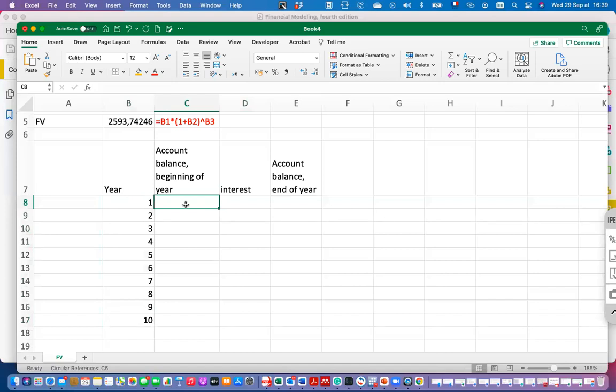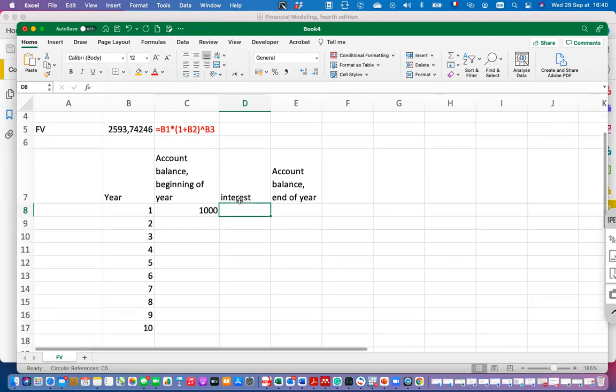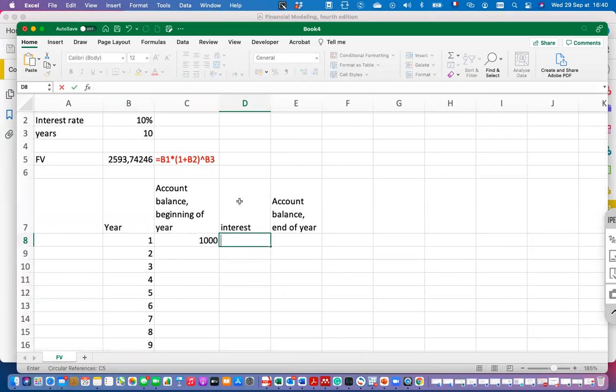Now, the account balance at the beginning of year, as I told you, we are adding $1,000 to our balance. We put $1000 in the account. By the end of the first year, we'll have 10%, which is equal to 1,000, which is the initial balance, times the interest rate, $100, which means that by the end of the year, you will have the amount invested at the beginning of the year plus the interest you have earned during this year, which means C8 plus D8.